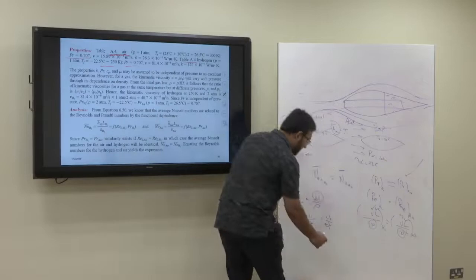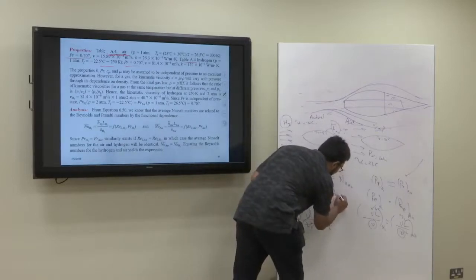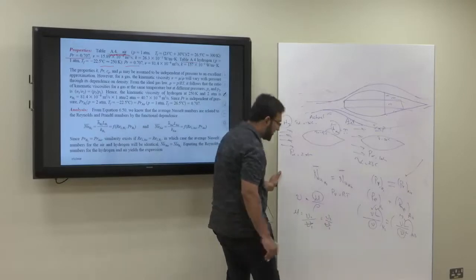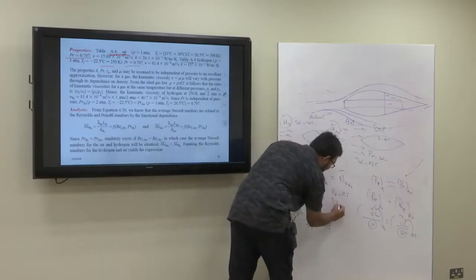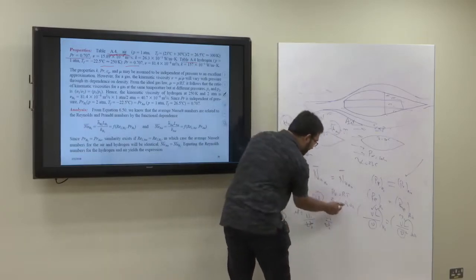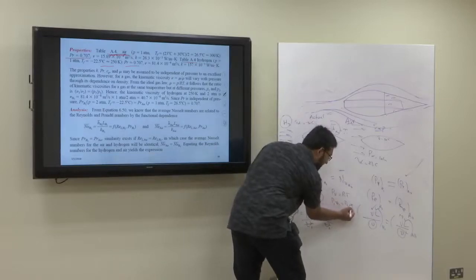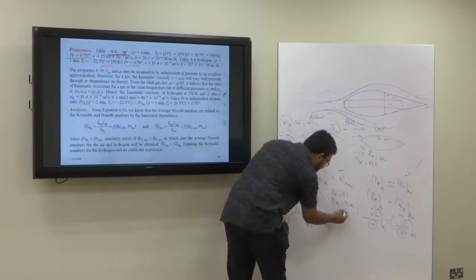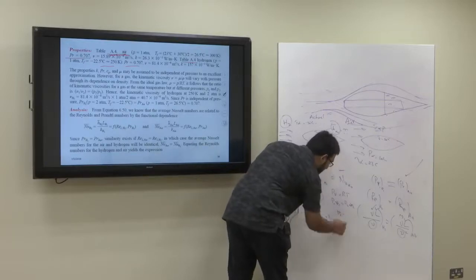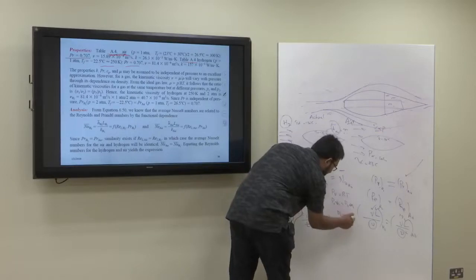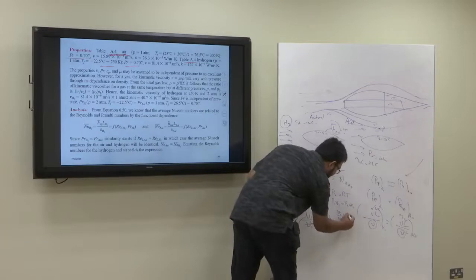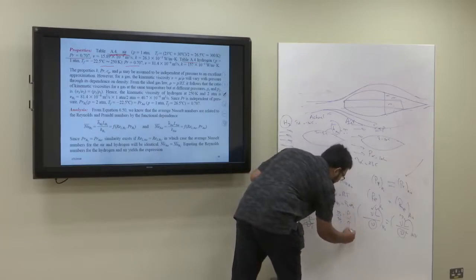Now you know that PV equals RT. So that means P1 V1 equals P2 V2. This V is basically specific volume, right? So that means V2 upon V1 is equal to P1 upon P2, right?